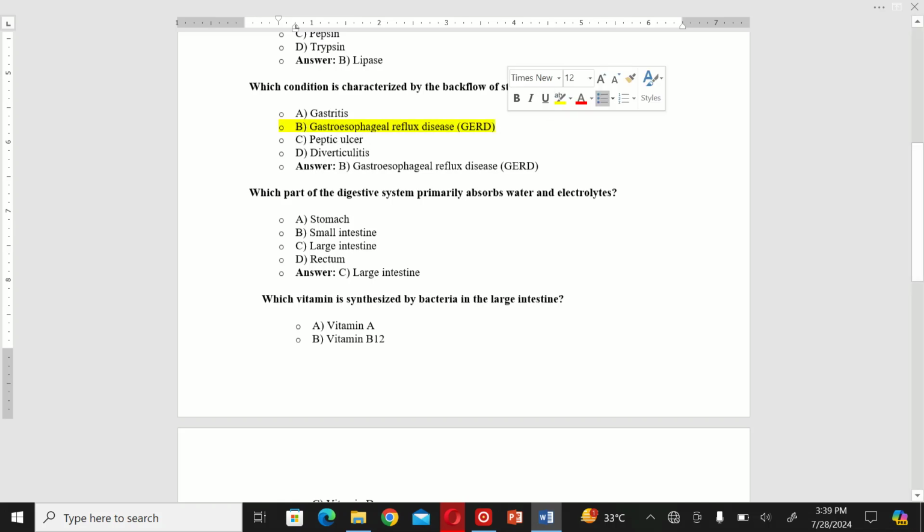The next MCQ is which part of the digestive system primarily absorbs water and electrolytes? A. Stomach. B. Small intestine. C. Large intestine. D. Rectum. So the correct option is large intestine.